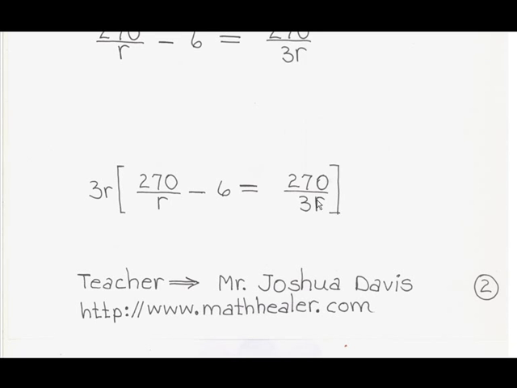And in this case, we see that the common denominator between these two fractions is 3r. Now I could have reduced this fraction on the right side, 270 divided by 3r. Yes, I could have done that, but right now I decided not to. So now I multiply both sides of the equation by 3r. So please copy this, multiply through, and then compare your result to mine.